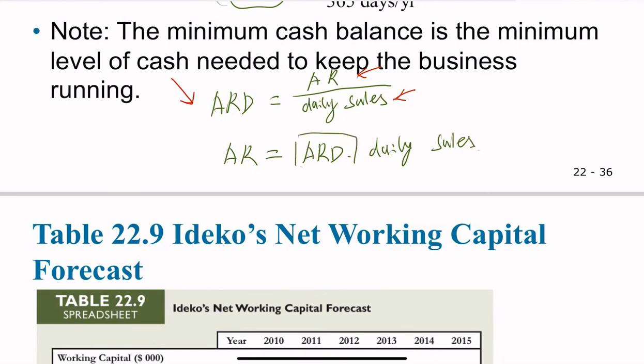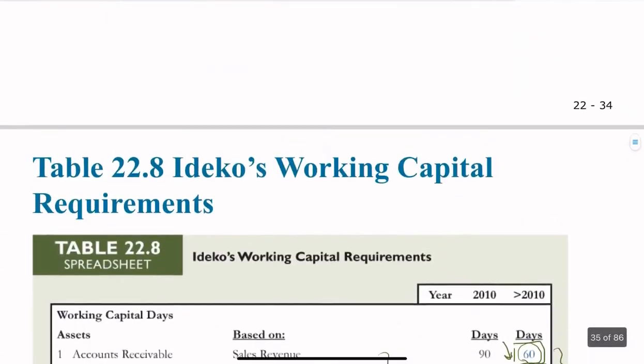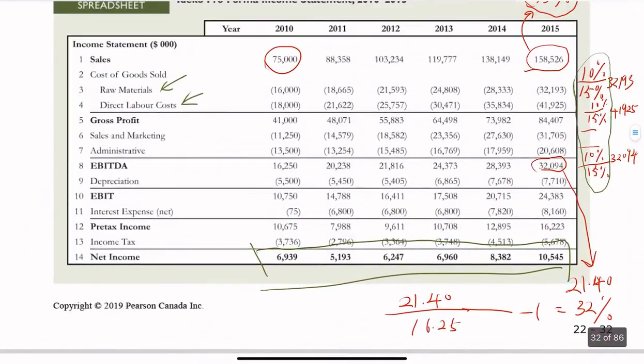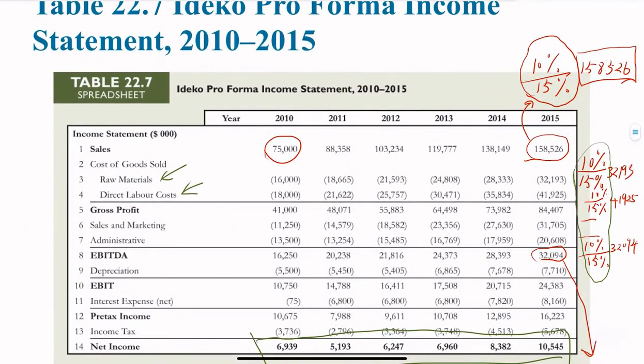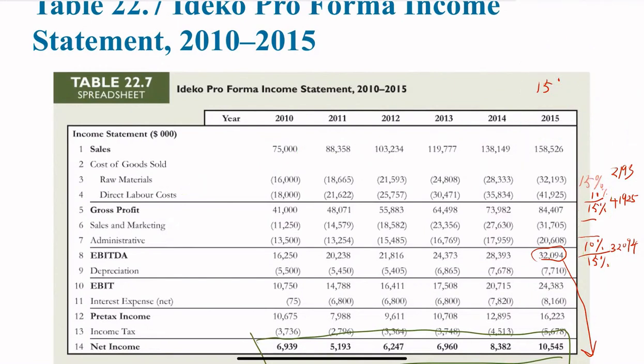And this number is given because we wanted to improve this firm's working capital management. So we wanted to maintain a 60-day accounts receivable, right? Times daily sales. Well, we clearly can find out daily sales, right? Because we just did the pro forma income statement, right? We have these sales numbers, and we divide these sales numbers by 365 days, we can get daily sales, right?